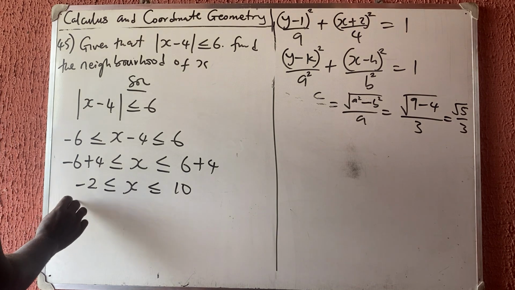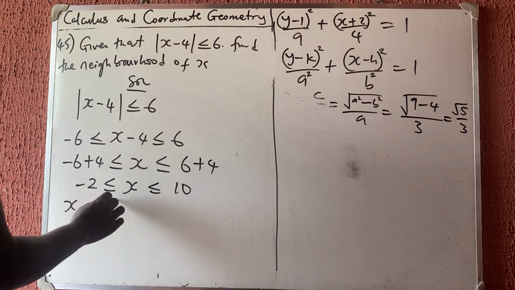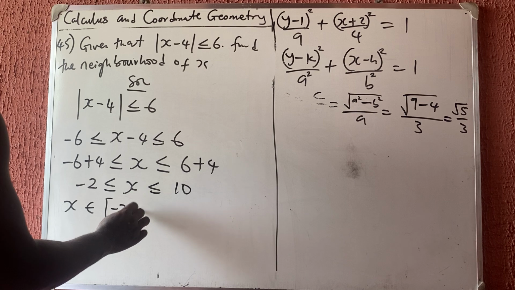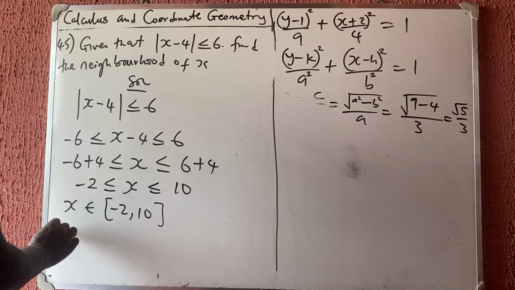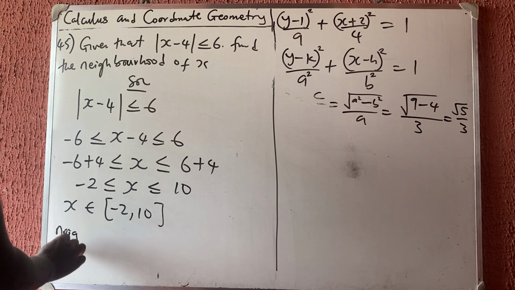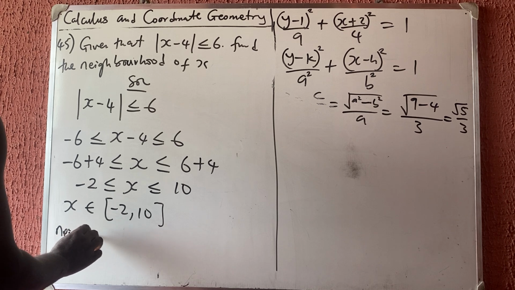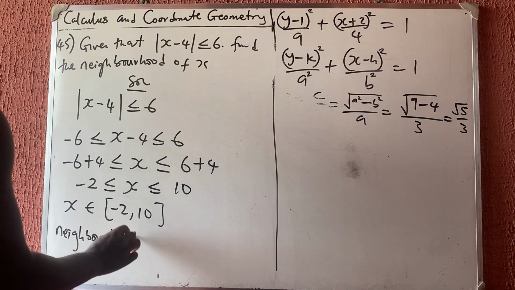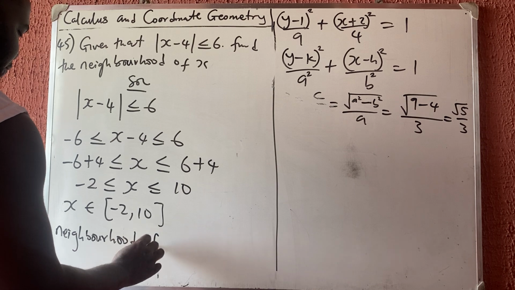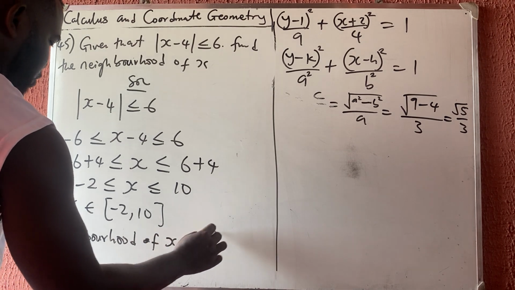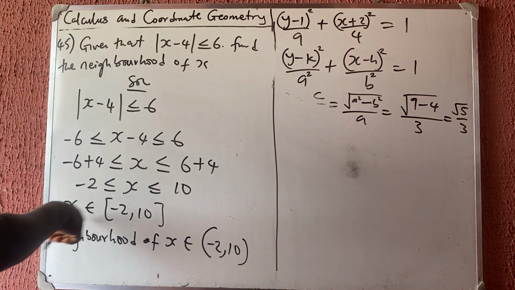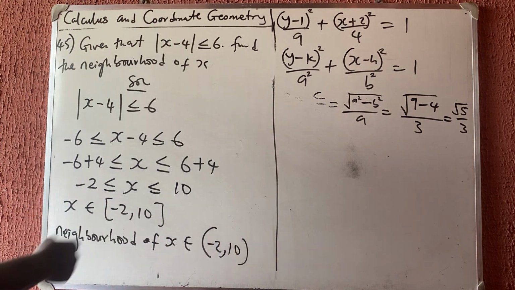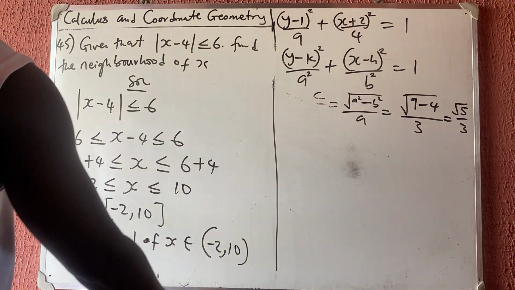So x is now an element of minus 2 comma 10. I'm using this type of bracket because I have equal to, but for the neighborhood, your neighbor, in a neighborhood we always use an open interval. You cannot close the door for your neighbor. Once your neighbor knocks, you will open the door for him or her. So the neighborhood of x is an element of the open interval minus 2 comma 10. Normally x is an element of a closed interval, but the neighborhood is an open interval. So this is the answer to that.